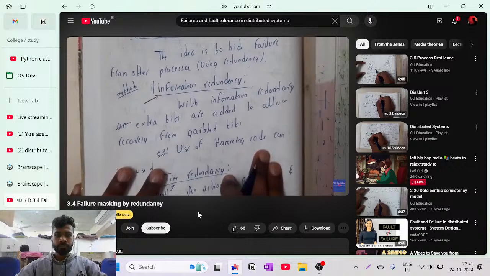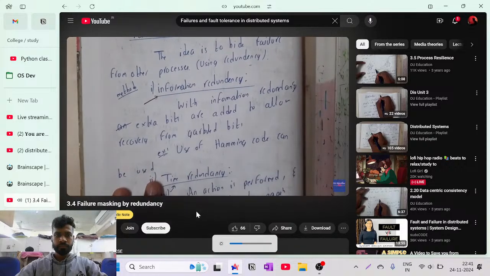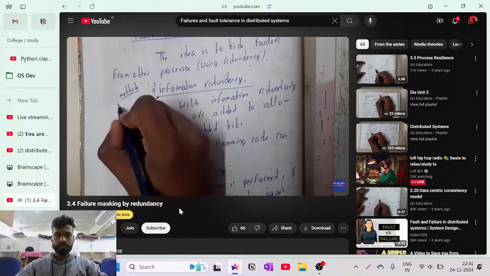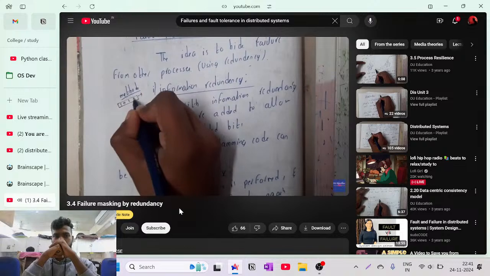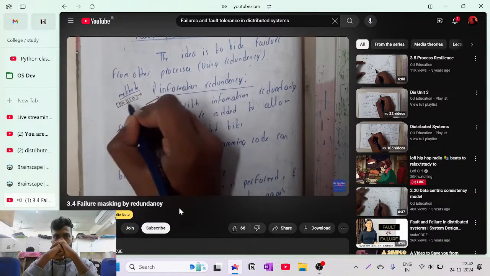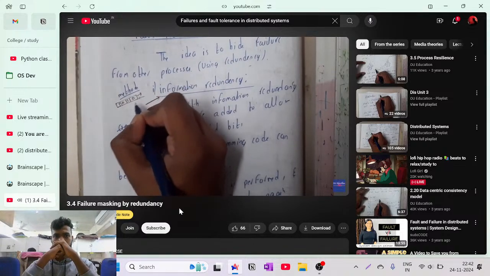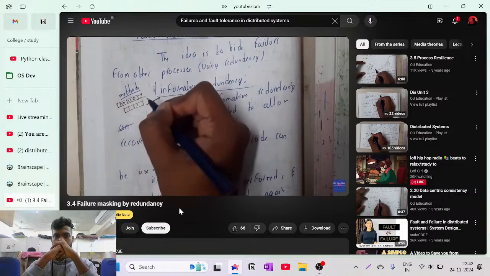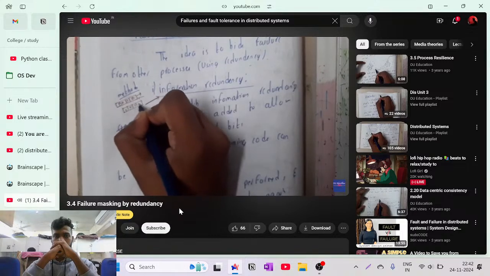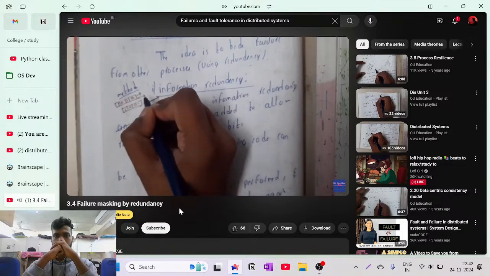I think in computer networking we discussed Hamming code. Whenever a message is being sent, assume that you sent 1010. This is your message. With this message, you will be sending some more data. It could be redundant data, which is nothing but some extra bits.